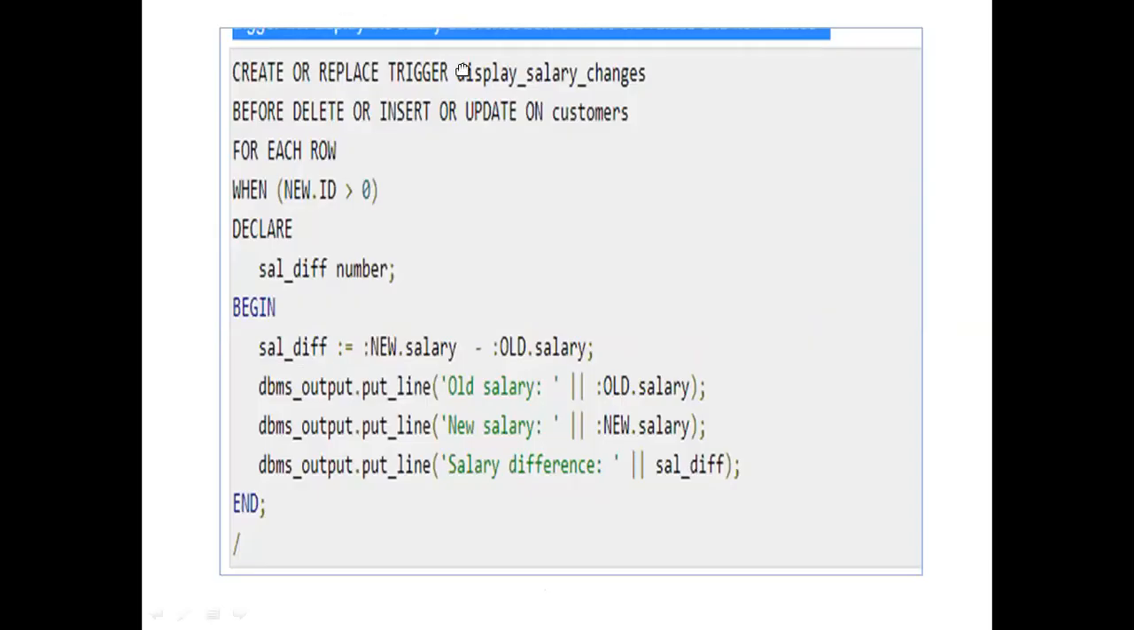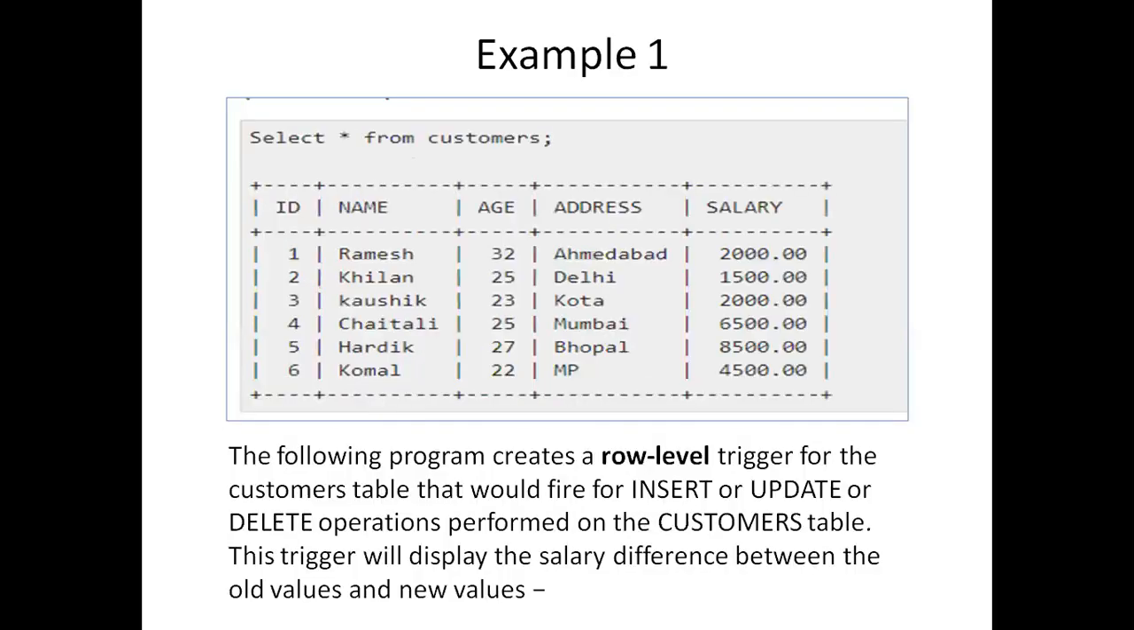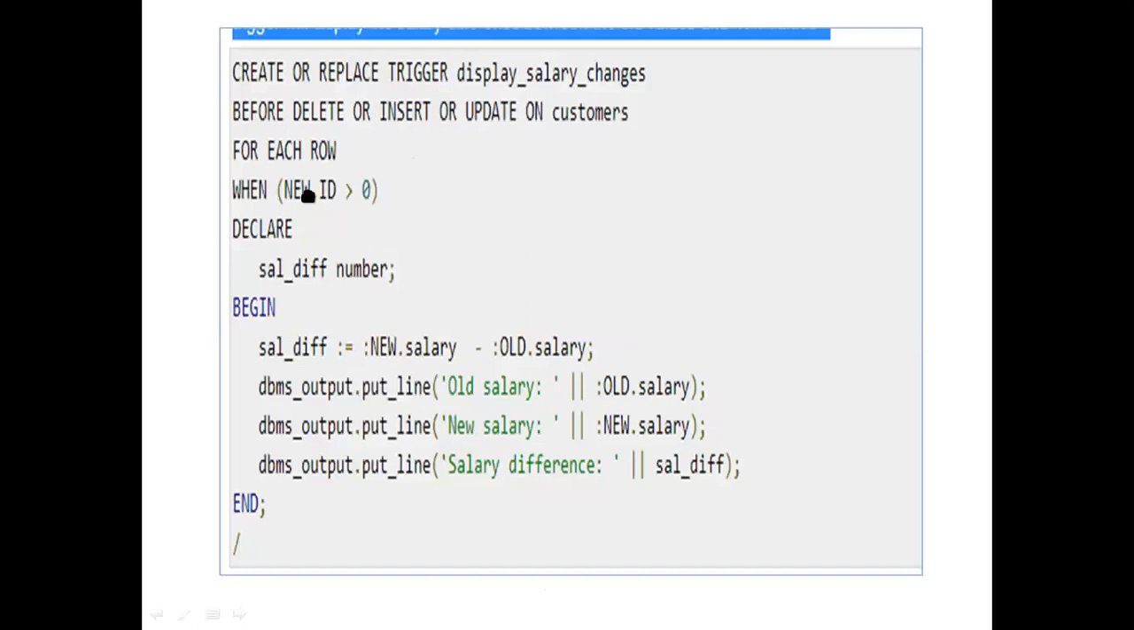So I am creating a trigger. The name I am giving is display salary changes, and I am asking the trigger to simply display the salary changes, but to do it before insert or delete or update on the customer table. And this is for each row, because I told you it is a row level trigger. When it should do this: whenever the new ID which you are entering is greater than 0. What is ID? ID is the customer ID here. So whenever a new ID value comes, usually the ID of any customer will be greater than 0. No customer will have a negative value for his or her ID.